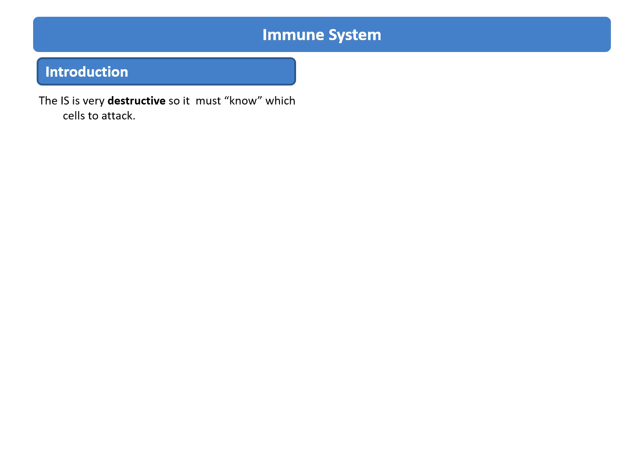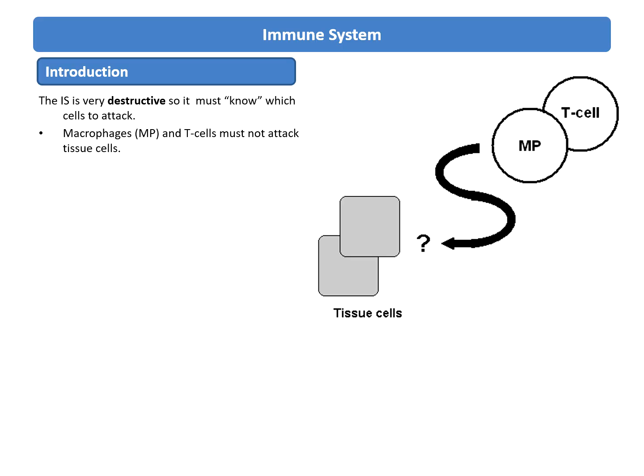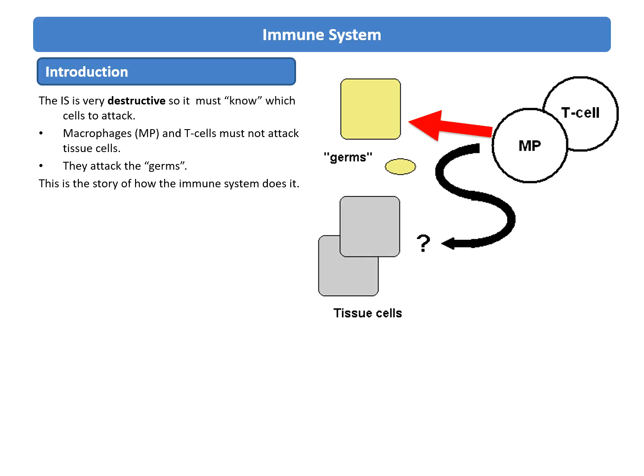The immune system is extremely destructive, so it has to know which cells to attack. Macrophages and T cells must not attack tissue cells. They have to attack the germs. This is a story of how the immune system does it.